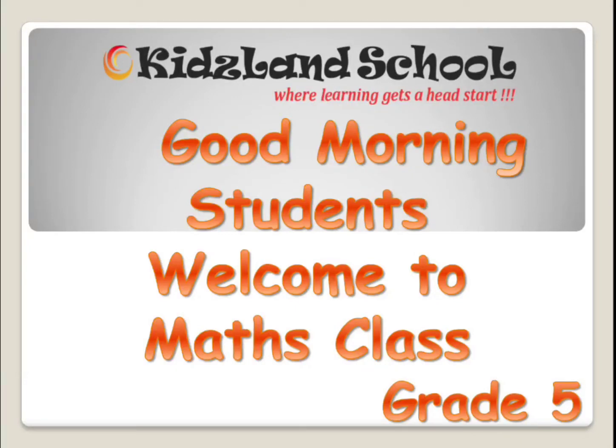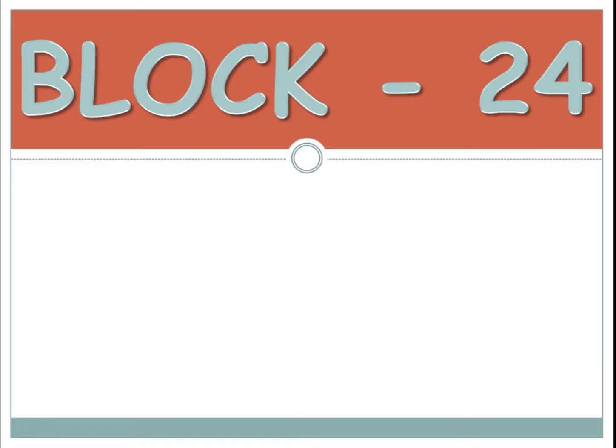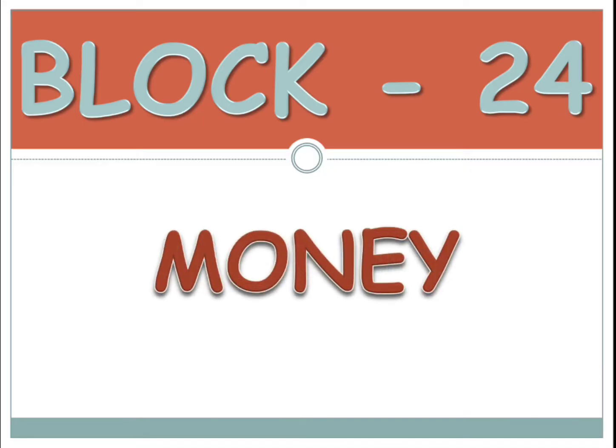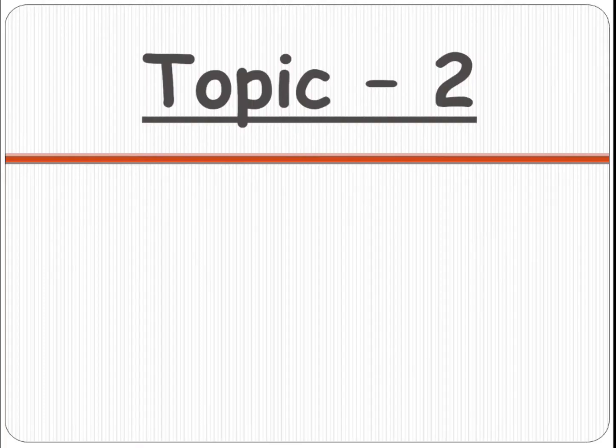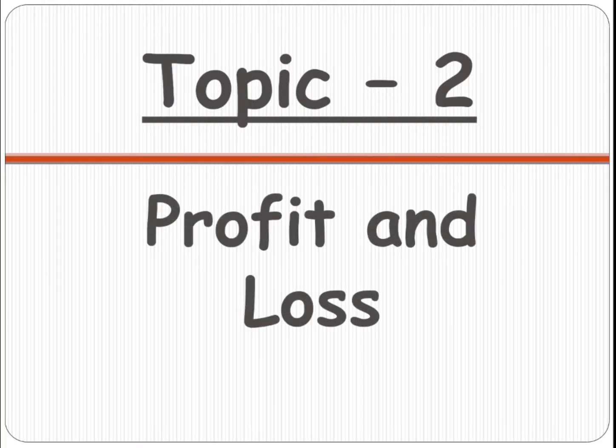So, in maths, we are solving the problems of block 24, which is money. And in the previous class, we have learned how to compare the deals and say which is the better deal. Isn't it, children? So, in the second topic, we are going to learn about profit and loss. You get profit or loss when you buy and sell the same thing to others.